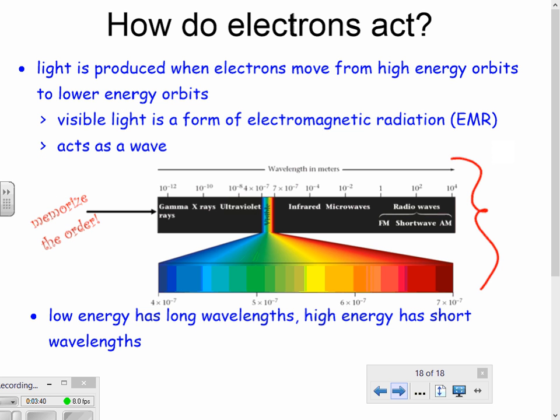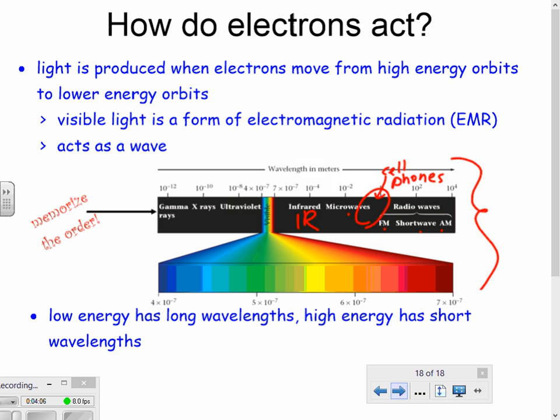You need to know that radio waves have the longest wavelength, starting with AM, then shortwave, then FM. Microwaves are smaller than FM waves. And somewhere in here are your cell phones. I don't know the exact wavelength, but cell phones fall between your FM and your microwaves. Then you get into infrared, and we abbreviate infrared IR.